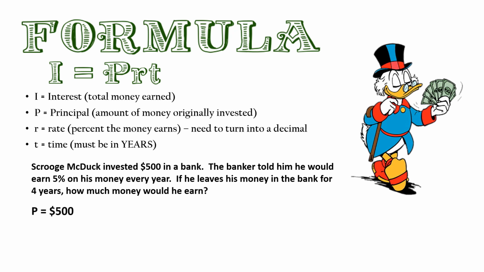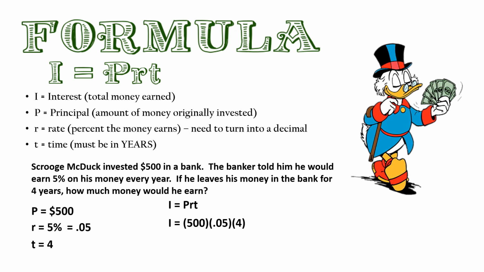The P, which is the principal, is 500. The R, which is the rate, is at 5%, which I've told you before, we have to turn into a decimal, so it would look like that, 0.05. And the T is in years already, so we don't have to do any calculations, and the T is just going to be 4. So we're going to take those three amounts and plug them into this formula, I equals PRT. And that's what it would look like.